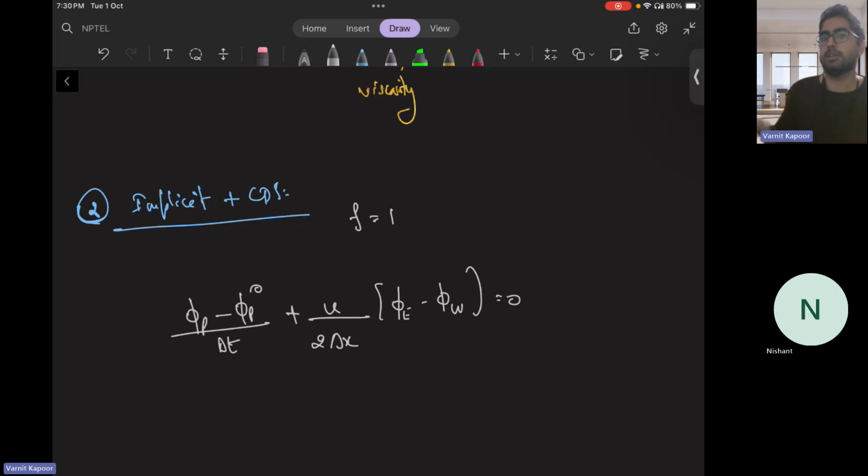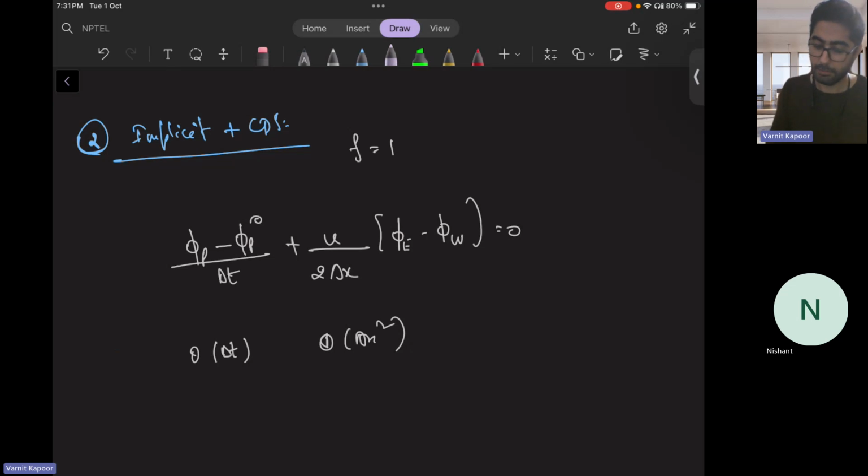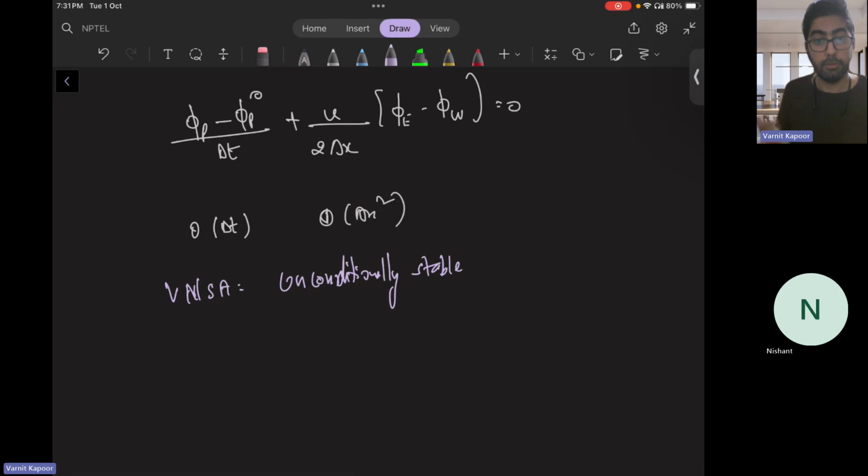We have done all this kind of thing in unsteady diffusion equations. Again, the truncation error will be of order of delta t and order of delta x square. It will be unconditionally stable because it is an implicit scheme. We know that from von Neumann stability analysis, it is unconditionally stable.